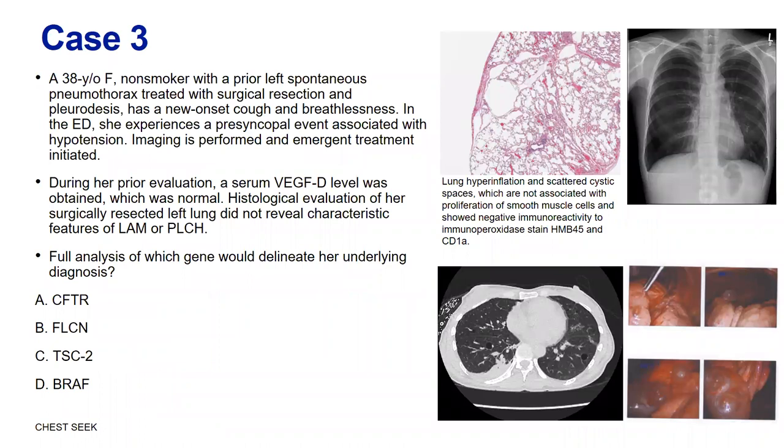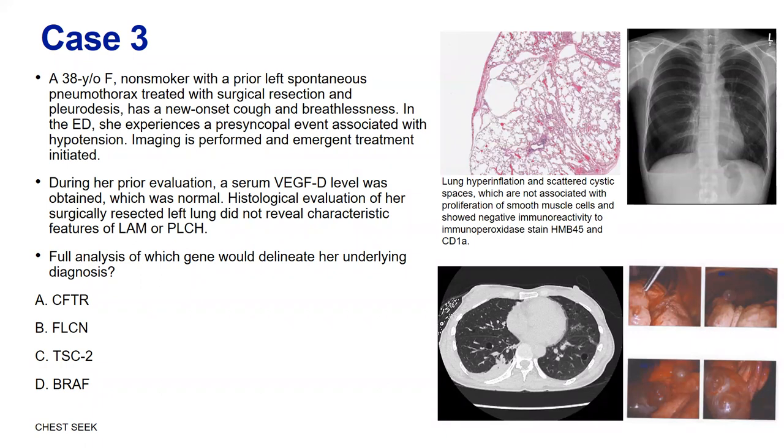Case three is a 38-year-old female. She's a non-smoker. She had a prior left spontaneous pneumothorax that got treated with surgical resection and pleurodesis. She now has new onset cough and breathlessness. She comes to the ED and has a presyncopal episode with some hypotension. She gets imaging and she gets emergent treatment for this imaging.